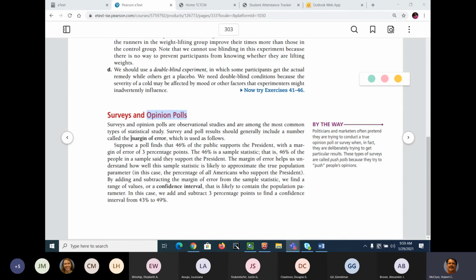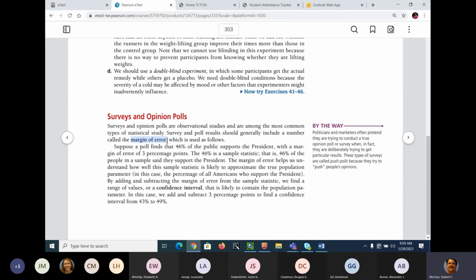Margin of error. We're going to talk about margin of error in chapter 9. Margin of error should be down to 0. The closer it is to 0, the better. You do not want a margin of error on a poll of 8%. You want a margin of error on a poll around 3%.